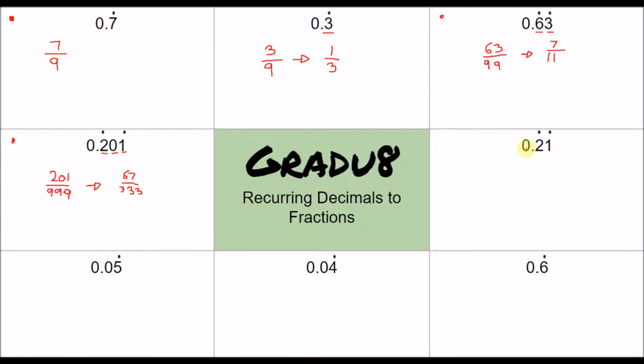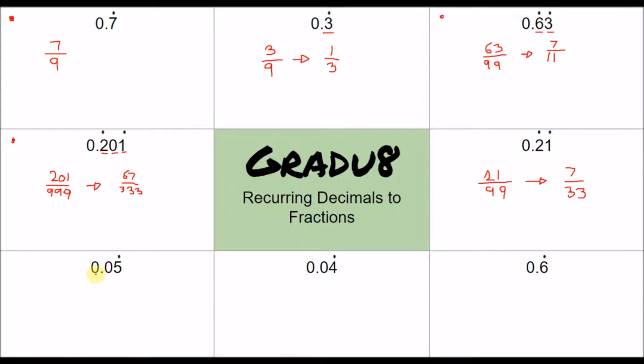Looking at this one then, 0.21, so that's 0.212121, etc. You're going to go 21 over 99. Okay, so again, can I simplify it? Yes, I can. Both of those divide by 3, which gives me 7 over 33.